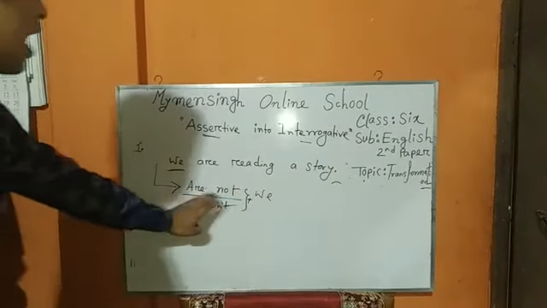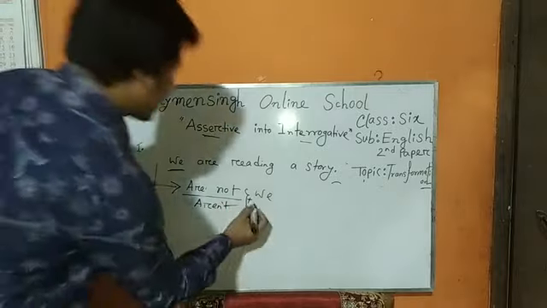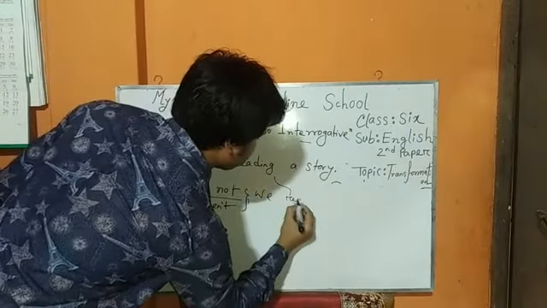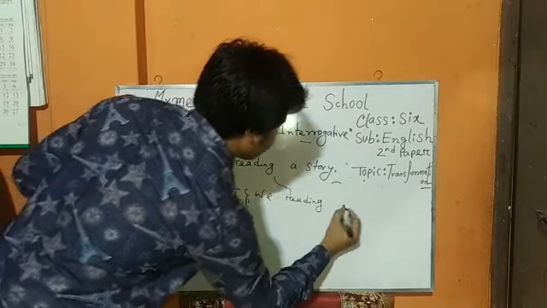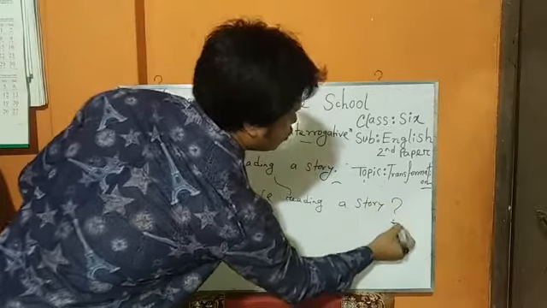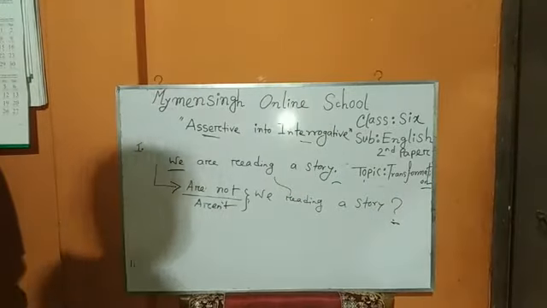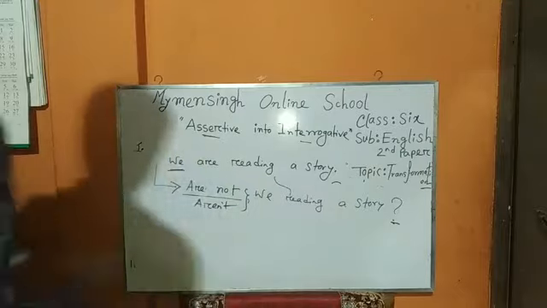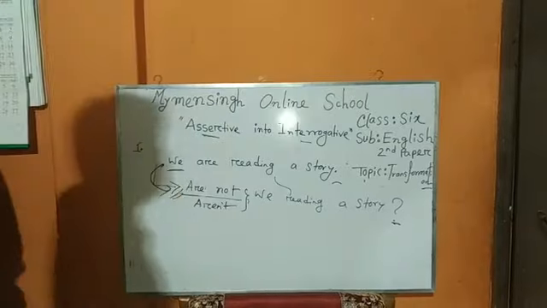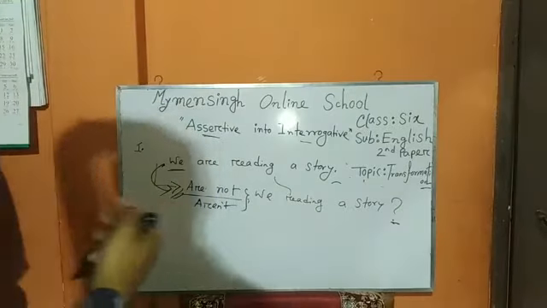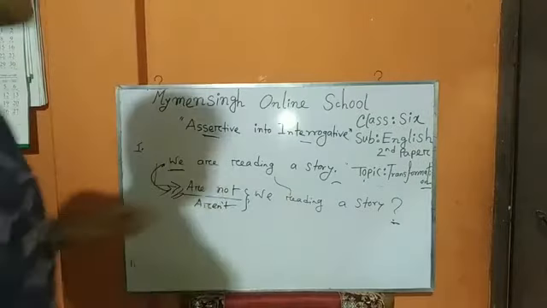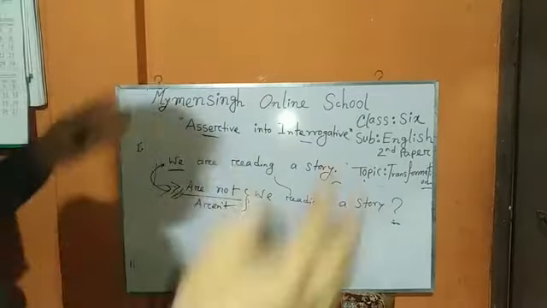Anyone you can use, are not or aren't, plus we, plus reading a story. We have to use this symbol, otherwise you will get 0. So that is why, the answer of this rule is that if we find a sentence in affirmation, change it to interrogative. I think you all have understood.